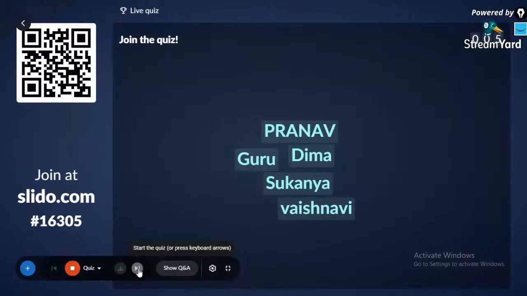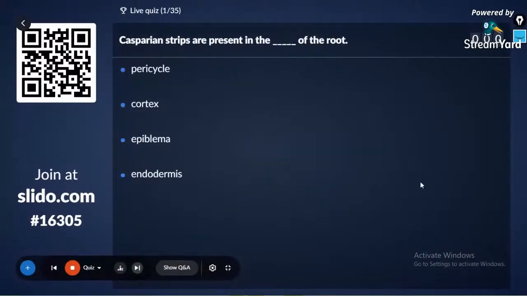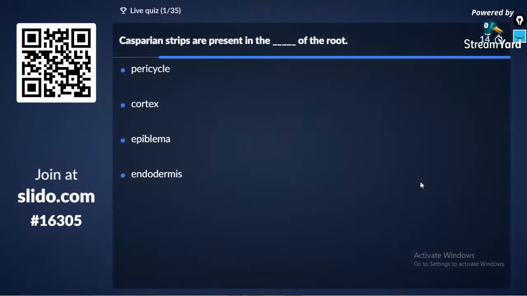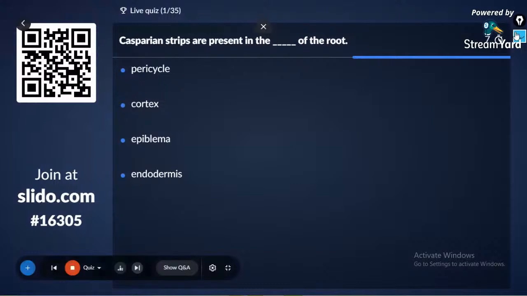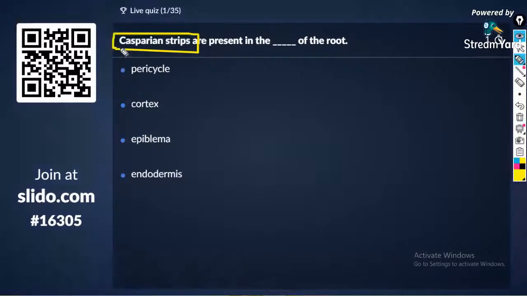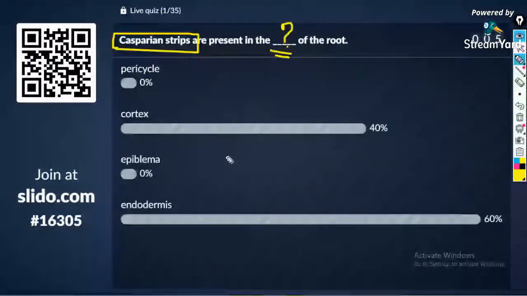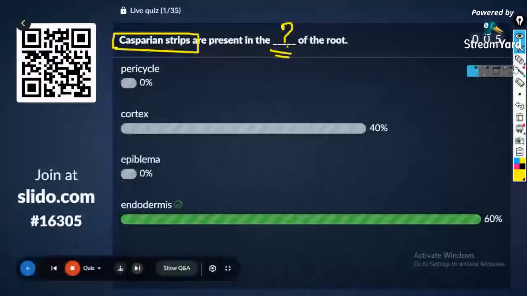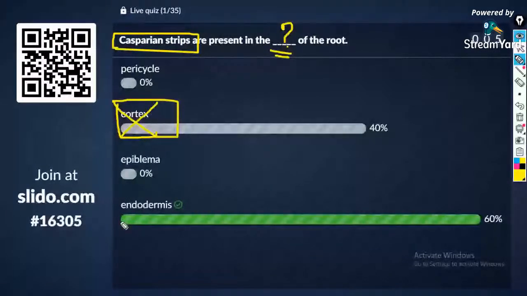First question on the screen. Casparian strips are present in which part of the root: pericycle, cortex, epiblema, endodermis? The correct answer for the question is endodermis. Guys, it is not cortex. Casparian strip is not found in the cortex, it is found in the endodermis. Perfect.